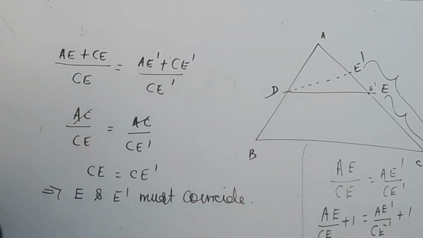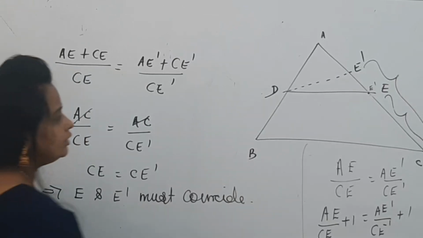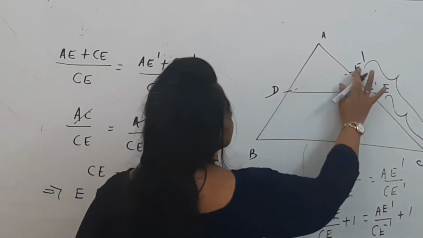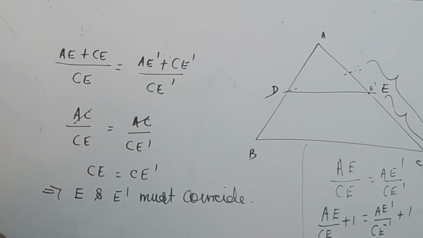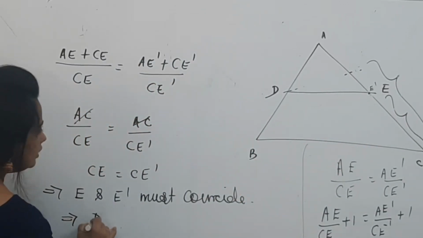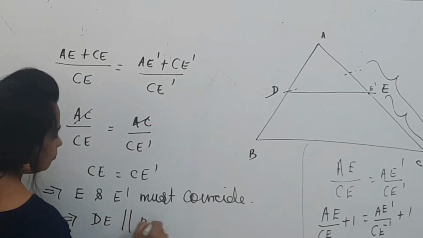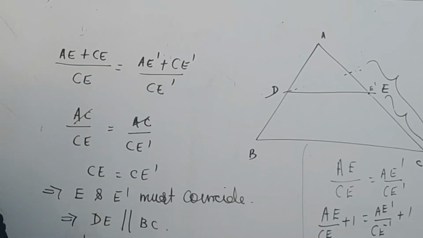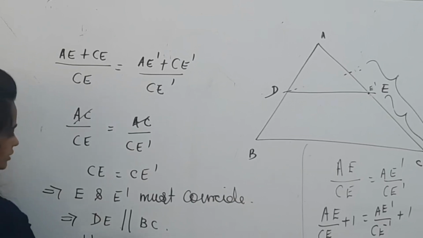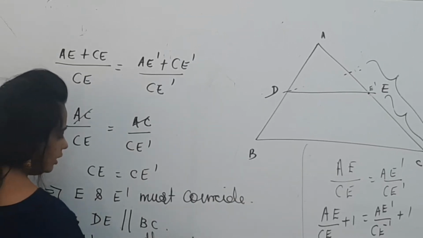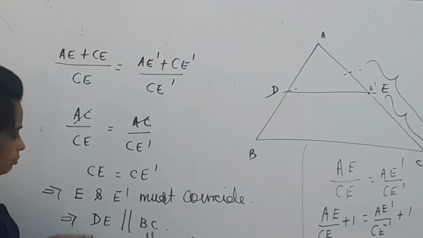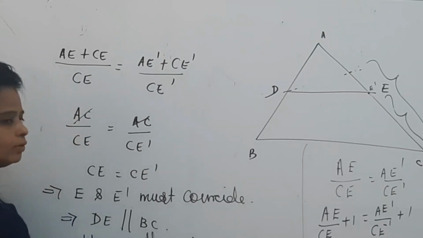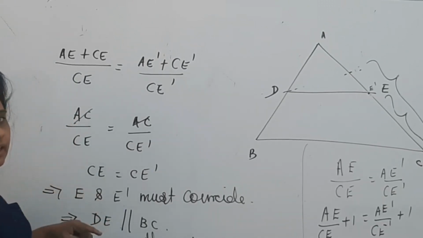Hope you understand. When they coincide, what happens? Nothing will happen. That is, the line DE will be parallel only. So that implies DE is parallel to BC. Hence the proof. So the last step you must write is: hence the proof. The previous one I skipped, because we had just started the converse of the Thales theorem. But you must write hence the proof and then underline it. So you score the marks for this.